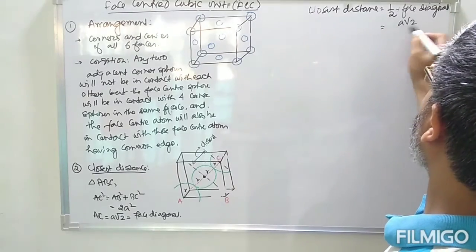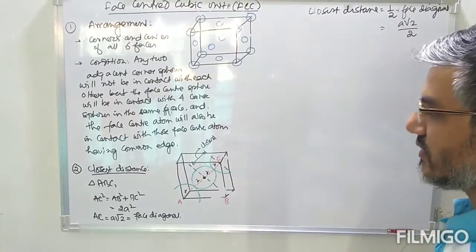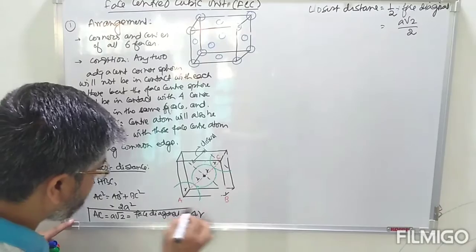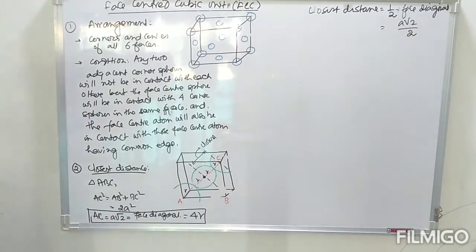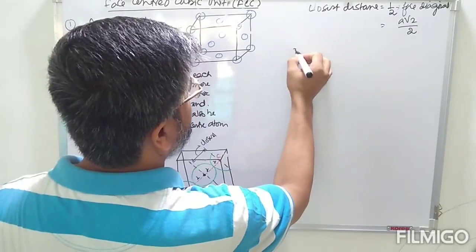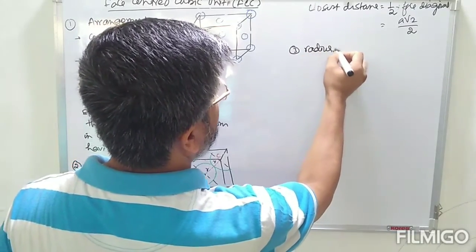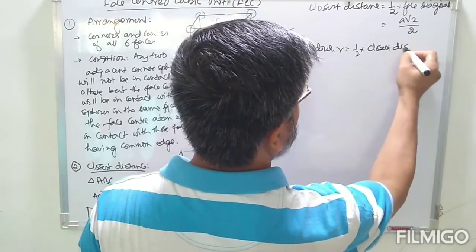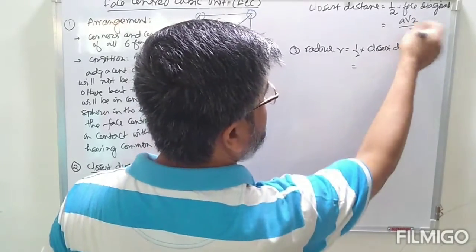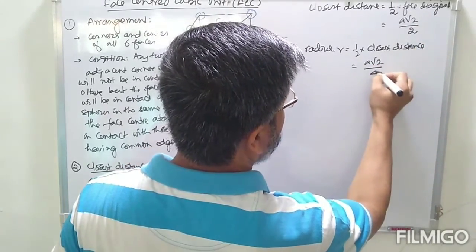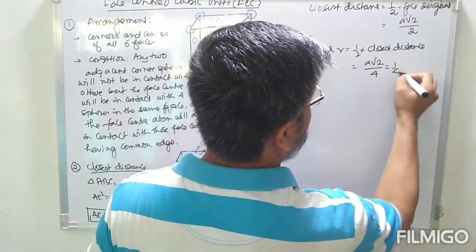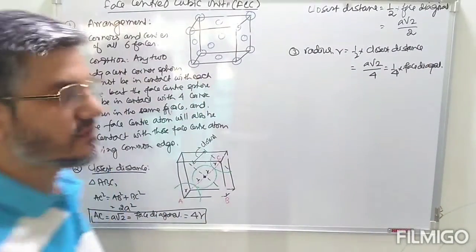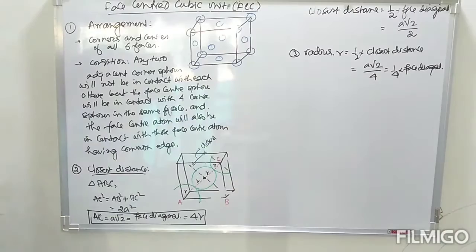So that is A root 2 by 2. So this face diagonal is equal to 4 times r. This is the relation in case of face centered cubic. If this is the case, then the radius r is equal to half of the closest distance. The closest distance is A root 2 by 2, so r is A root 2 by 4, or we can say this is 1/4 of the face diagonal. So this is the radius of the sphere in case of FCC lattice.